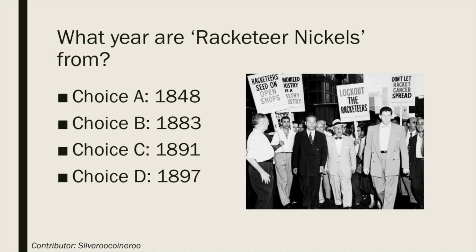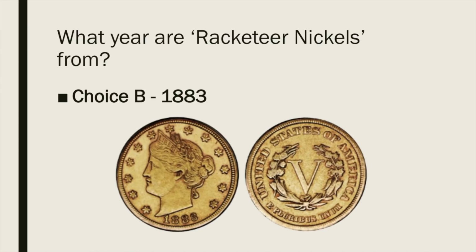And the answer is choice B, 1883. I have a video on this. Basically, there was no cents in the V nickel, kind of located here, so people would gold plate them, or at least this is the legend, and they would try to pass them off as new $5 gold coins. So they were racketeers. That was illegal, but that's what they were trying to do.